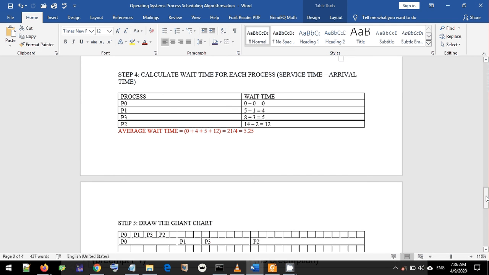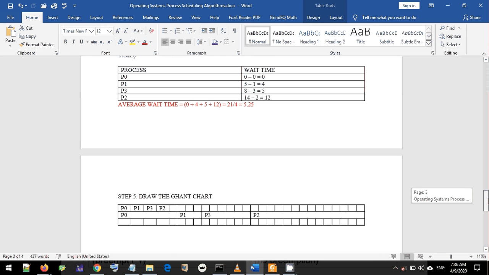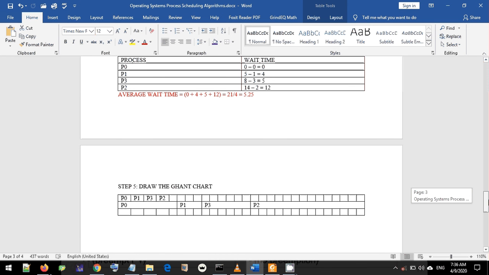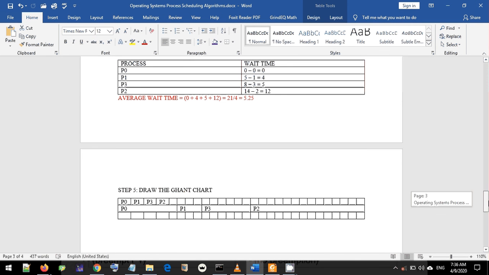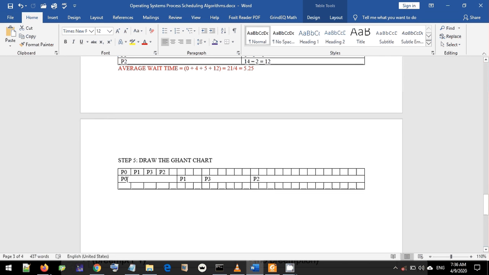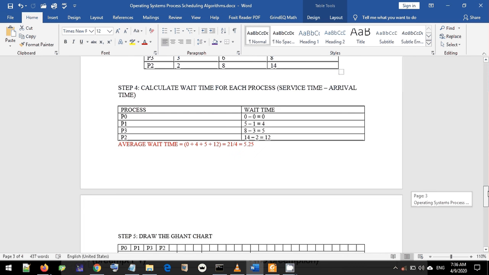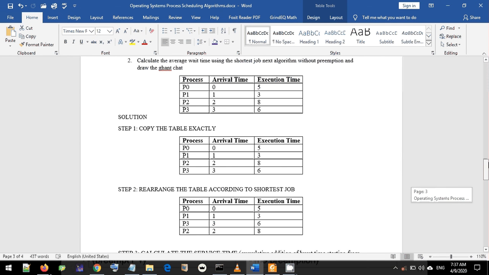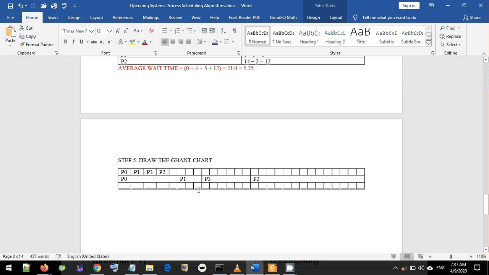Now to draw the Gantt chart, the same principle applies, but this time around we are dealing with a non-preemptive algorithm. So for a non-preemptive algorithm, this is how it's going to work. Process 0 enters at the 0th time interval, process 1 at the first time interval, process 2 enters at the second time interval, and process 3 enters at the third time interval.